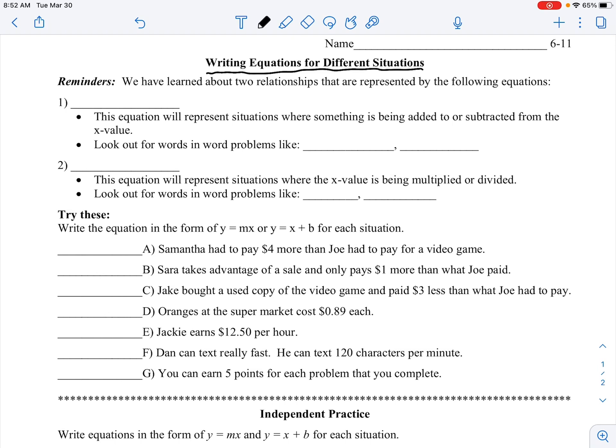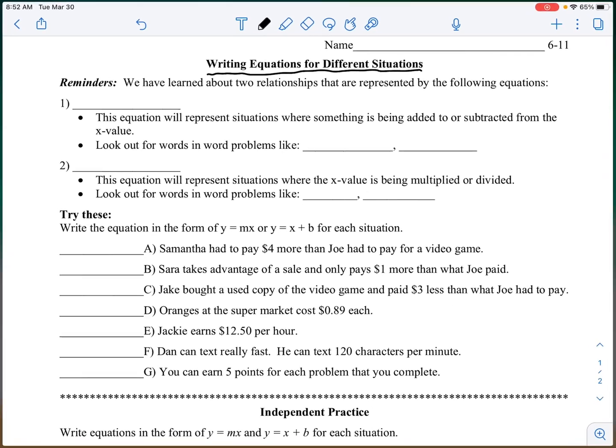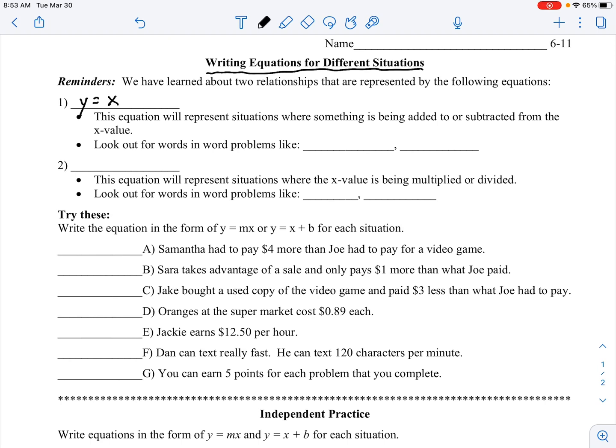So we've learned about two different kinds of relationships that are represented by the following equations. Remember, let's figure out which one's which here. This equation will represent situations where something is being added to or subtracted from the x value. That one is going to be in the form y equals x plus b, where b is the y-intercept, or whatever we're adding or subtracting to our x value. And when we run into this in word problems, we're going to be looking out for words like more than, which would indicate that we are adding something to it, or less than, which would indicate that we are subtracting something from it. So remember that even though subtraction is included there, it is still an additive relationship because subtraction is just adding negatives, adding opposites.